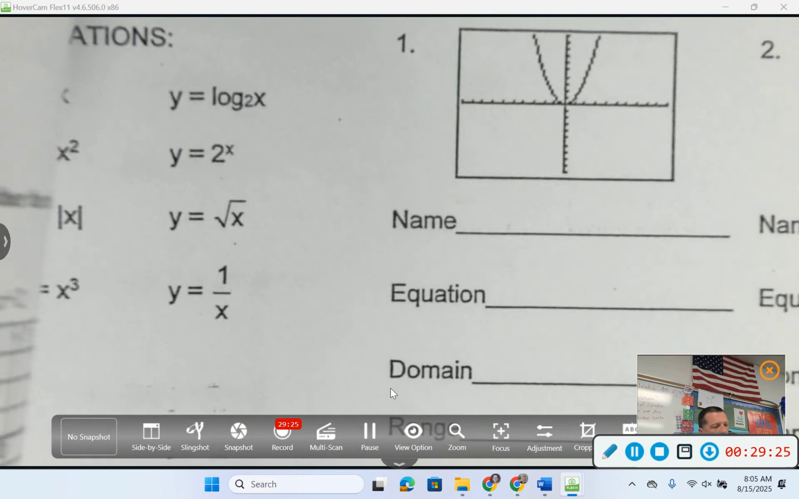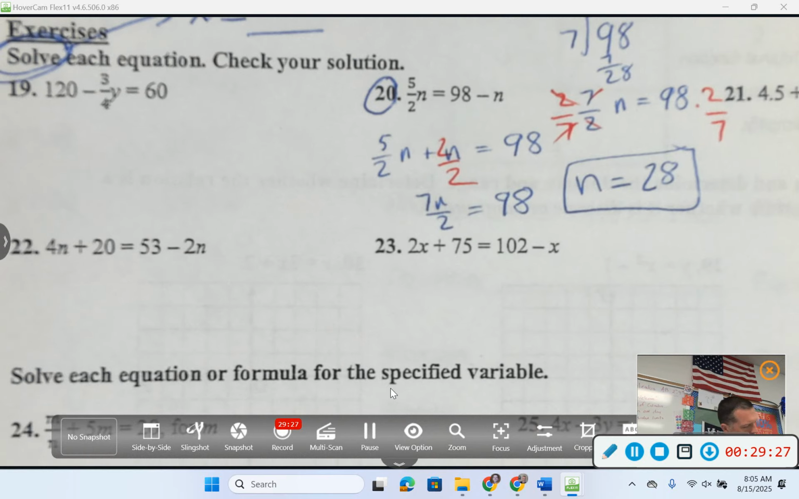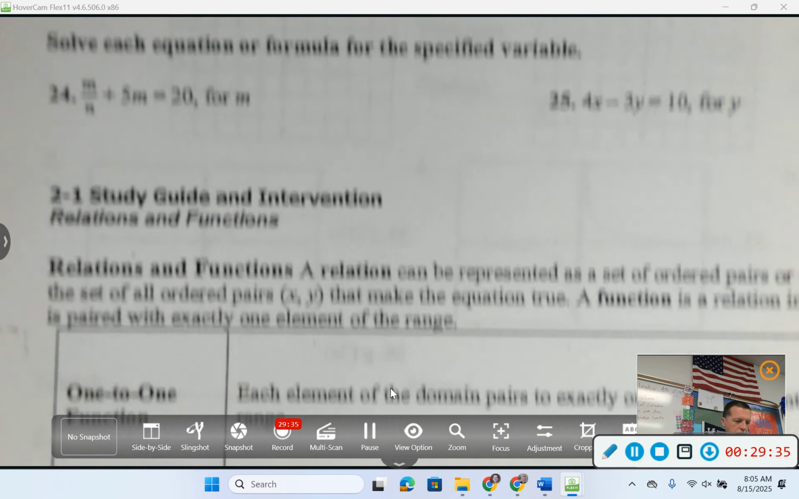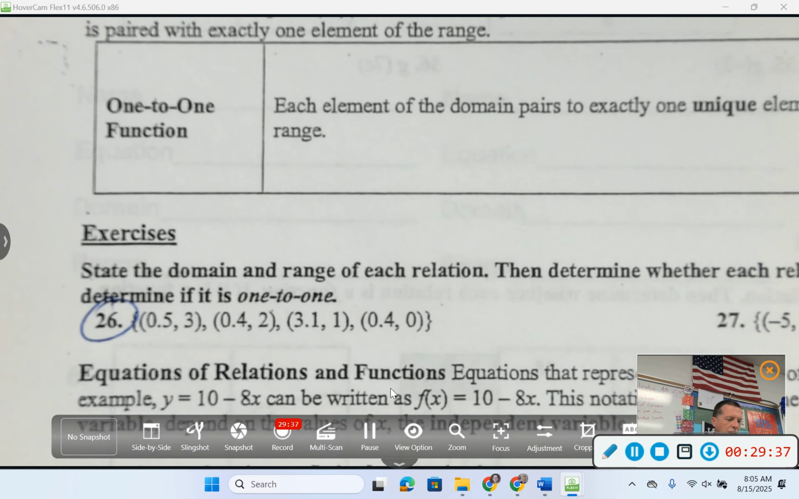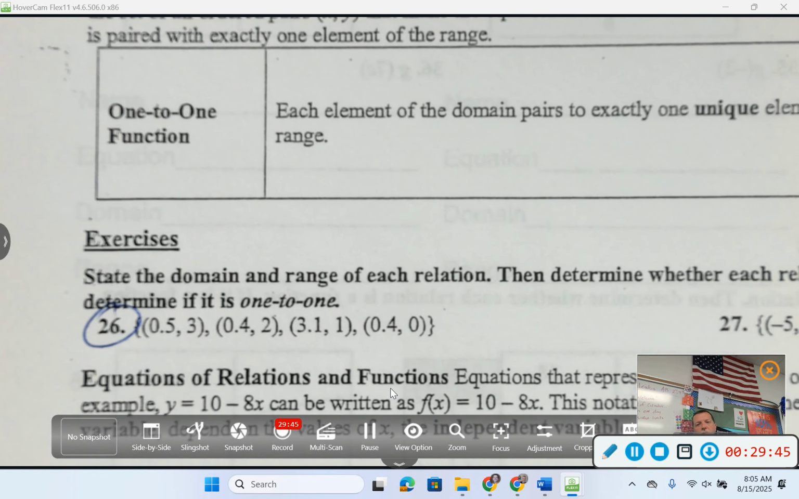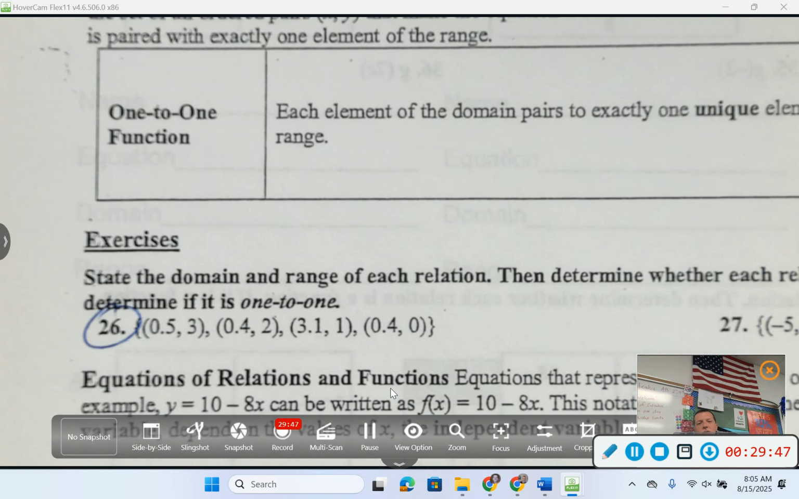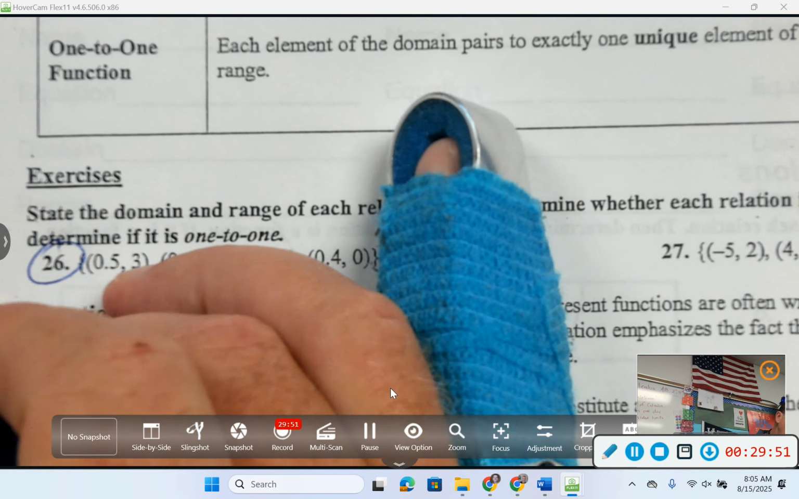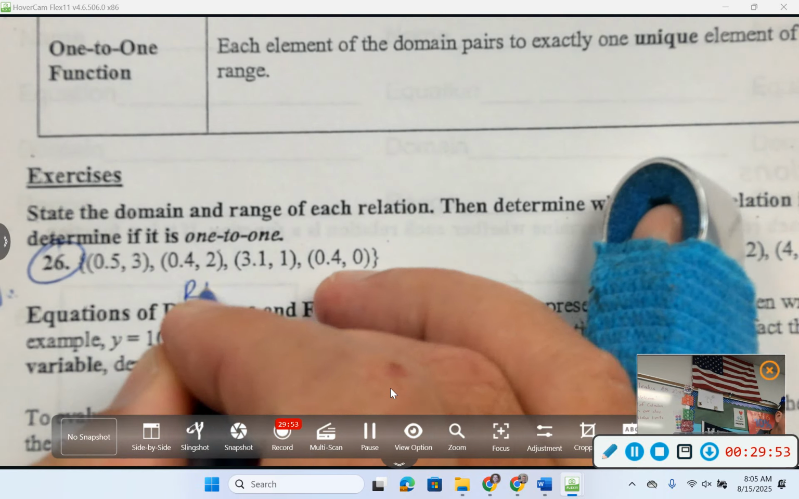Let's do one more together. Number 26, although we've done one like this already. State the domain and range of each relation. Determine whether it's a function. If it's a function, is it one-to-one? So all those same questions we did a few minutes ago. Domain, range, is it a function? Is it one-to-one? Domain, that's easy to find. Range, easy to find.